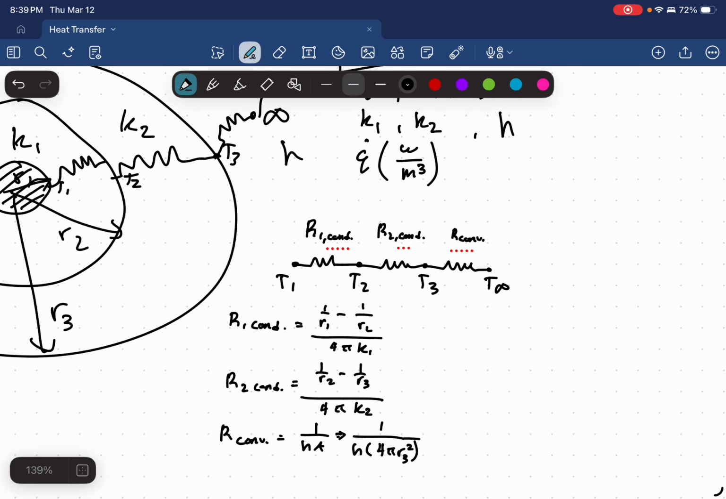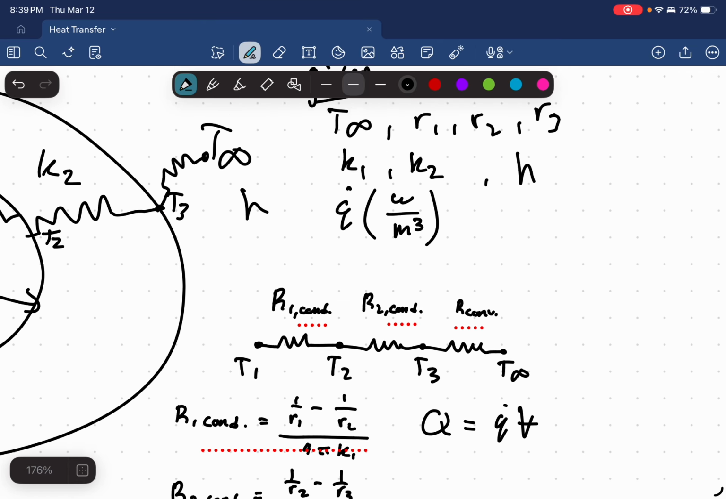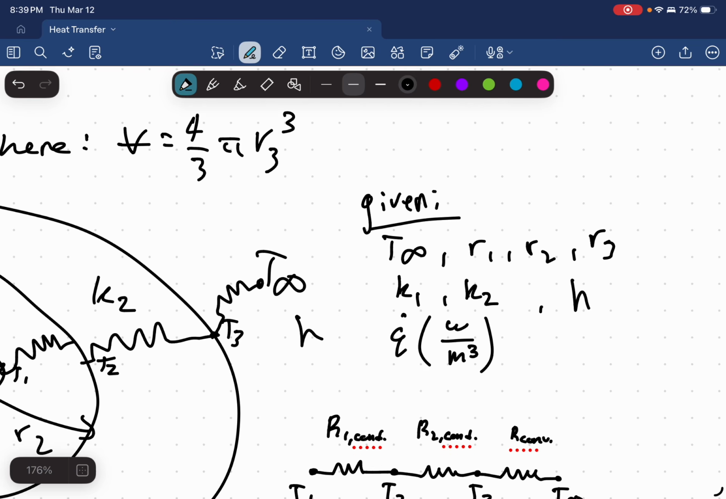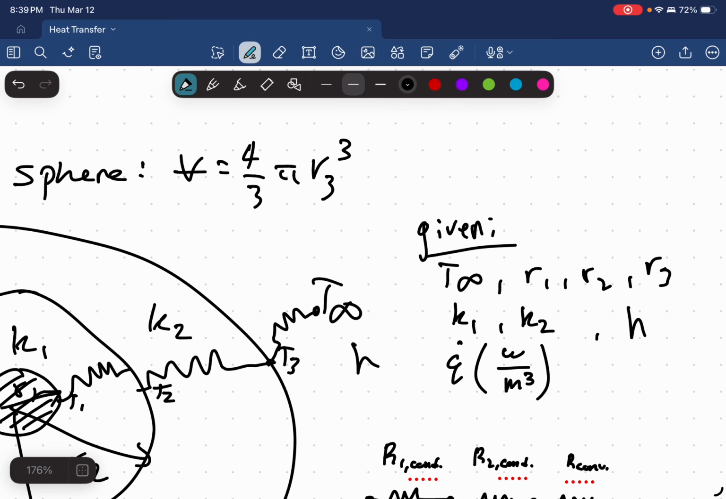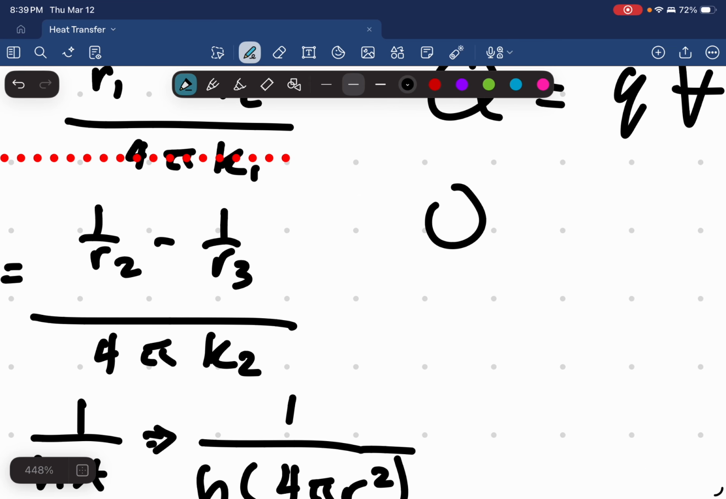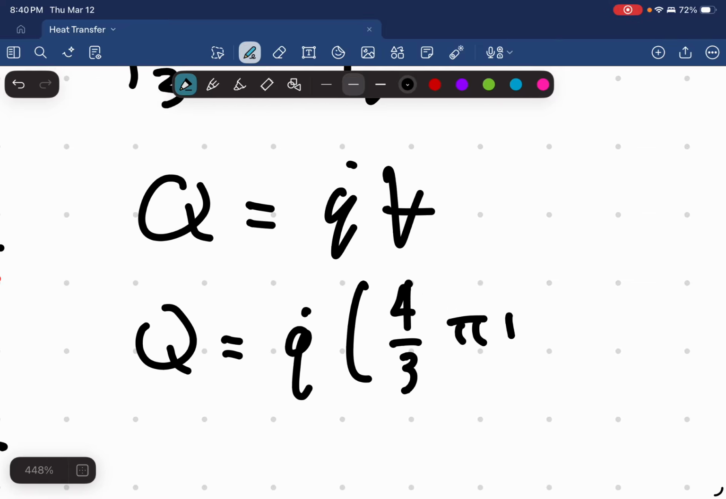Okay. Now, same thing with our Q. We don't have Q, but we can make it with the Q dot that we were given times the volume. So volume we already wrote over here. This should be R3. No, this should be R1, because the heat gen is happening inside of the sphere. So let me just write that. So Q is going to be our Q dot, which is a numerical value, times 4 over 3 pi R1 cubed.